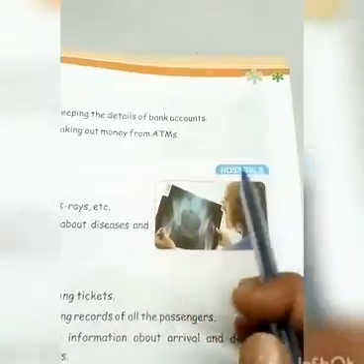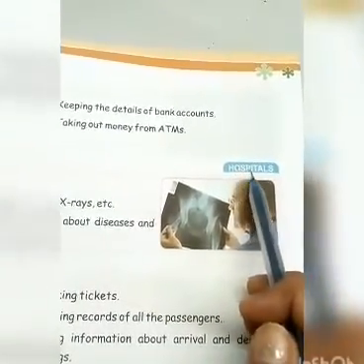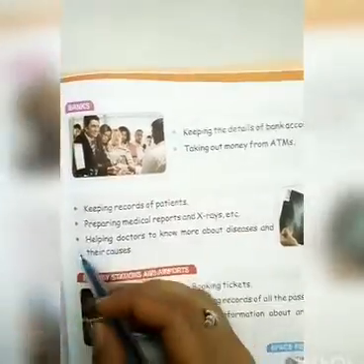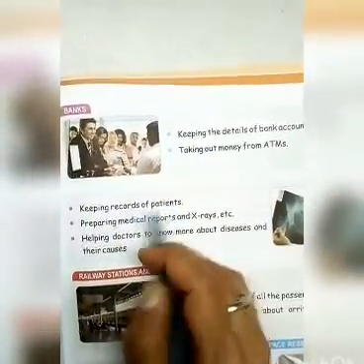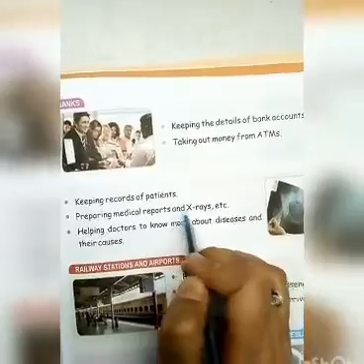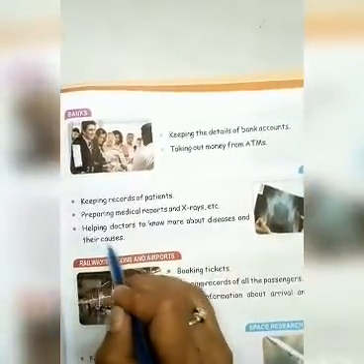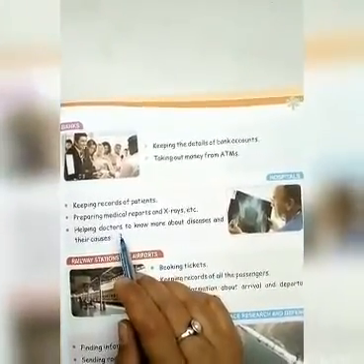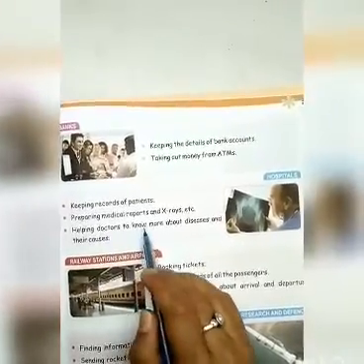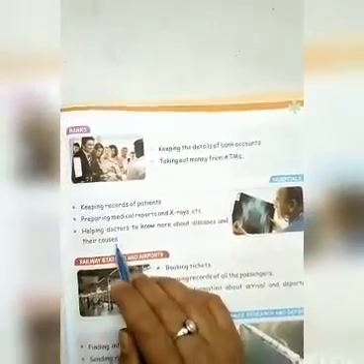Now the next place where we use it is hospitals. Keeping records of patients, preparing medical reports and x-rays. You can see in this picture this x-ray is made, then it is taken with the help of a computer. Helping doctors to know more about diseases and their causes. So in hospitals, when you go for testing your eyesight also, the doctors are using computers, and to detect so many diseases they are using computers.